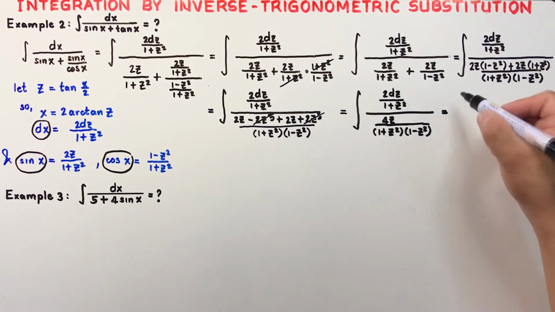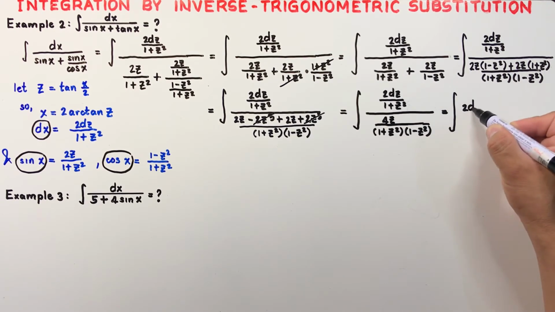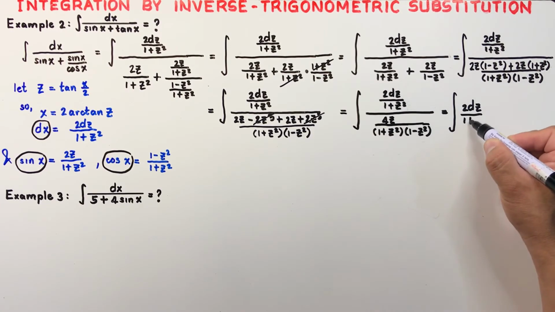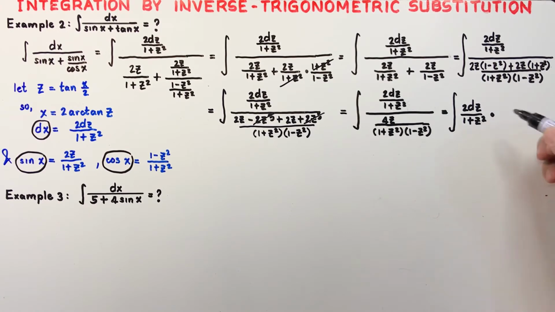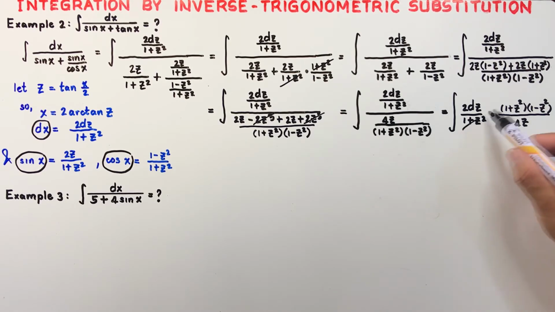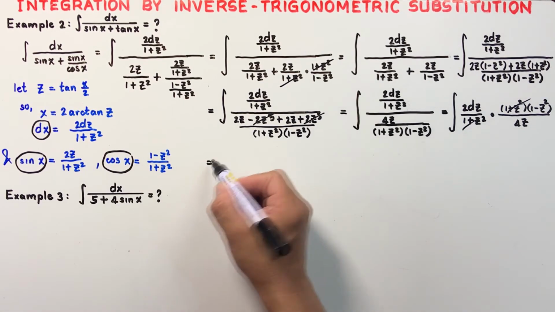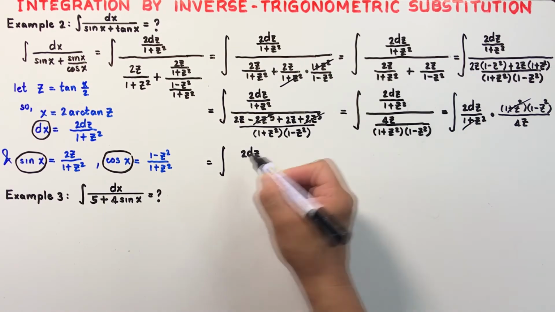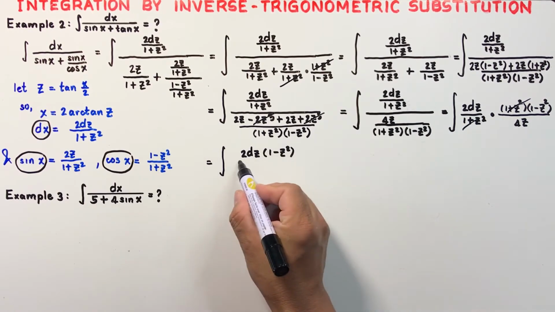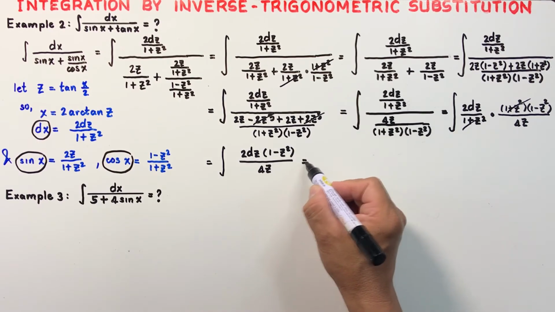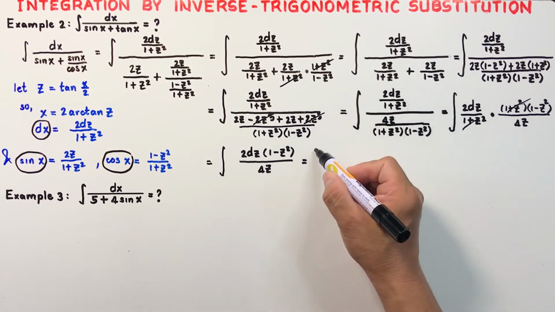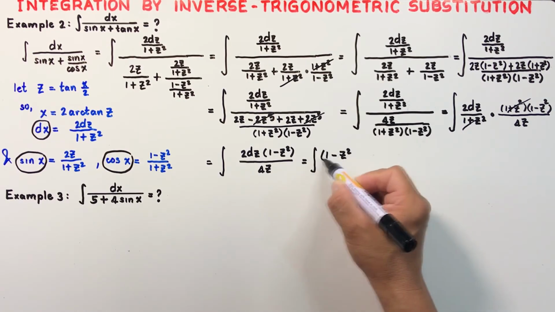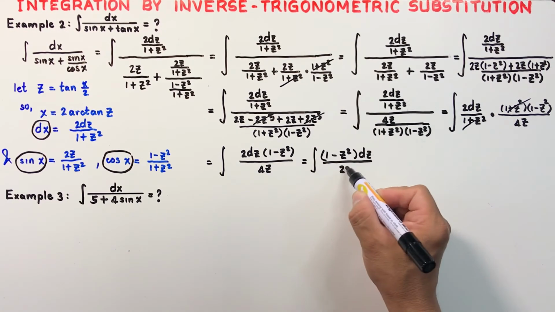And we know that to simplify is to multiply our numerator, which is 2dz over 1 plus z squared, by the reciprocal of our denominator, which is 1 plus z squared times 1 minus z squared there. And this is having a denominator of 4z. So we can cancel this term with this term here. So we have the integral of 2dz times 1 minus z squared over 4z. But we can cancel one of the 2 here with the 2 in the numerator. So we have 1 minus z squared dz over 2z there.